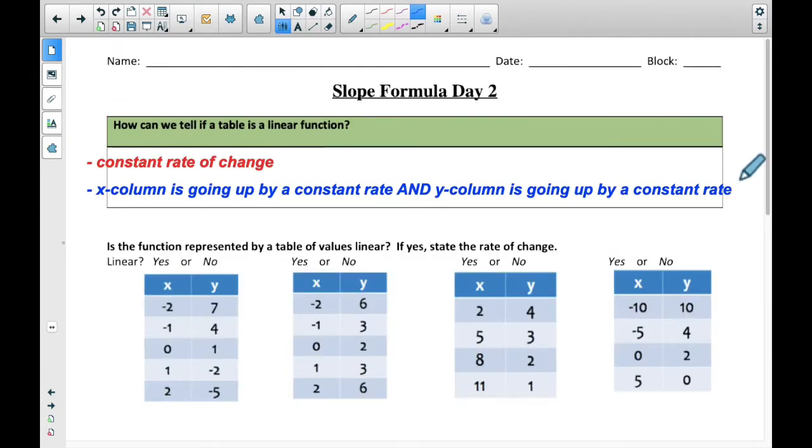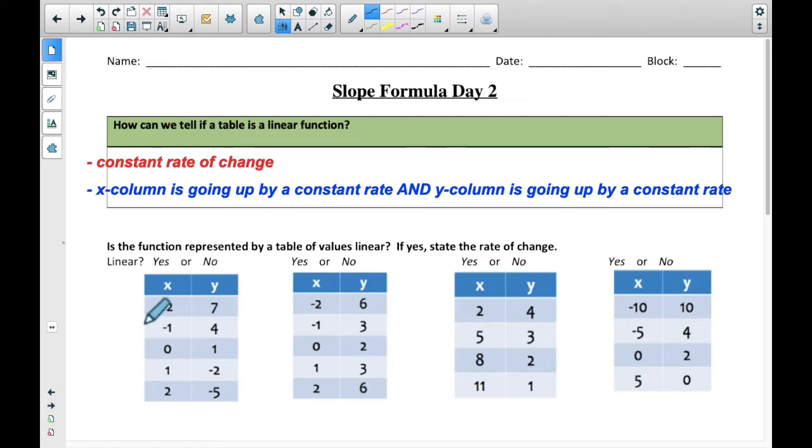All right, so a couple things we've already talked about is that a linear function means it has a constant rate of change. What that means is the x column is going up by a constant rate and the y column is also going up by a constant rate.